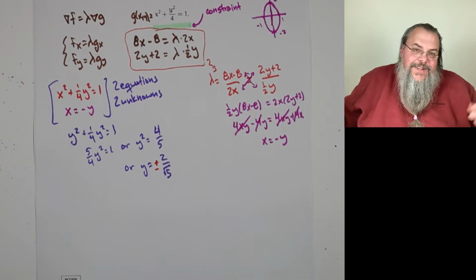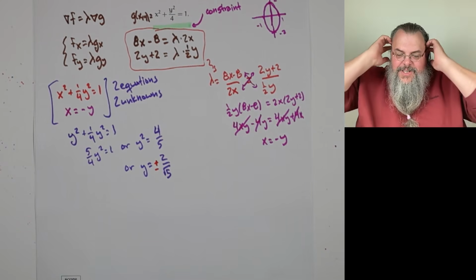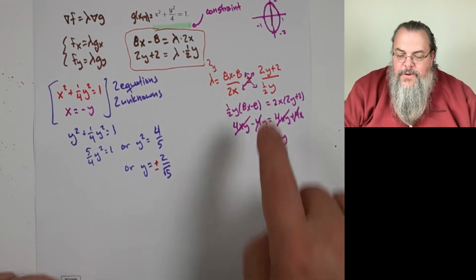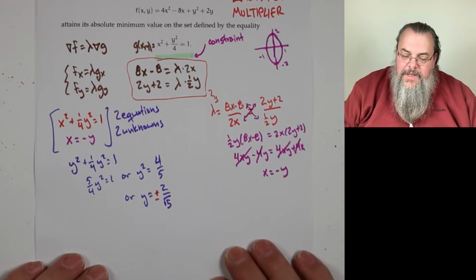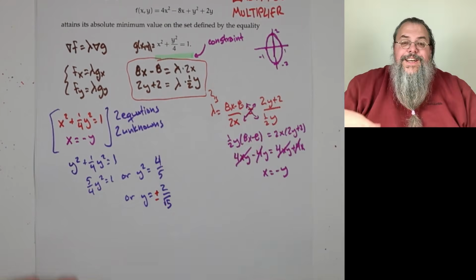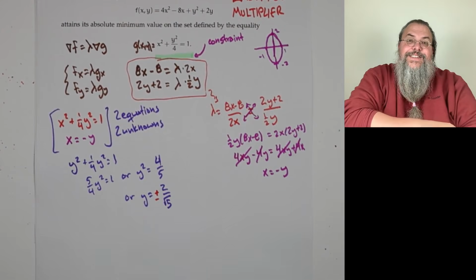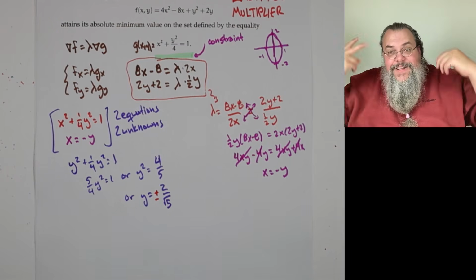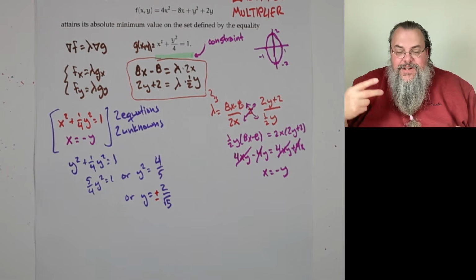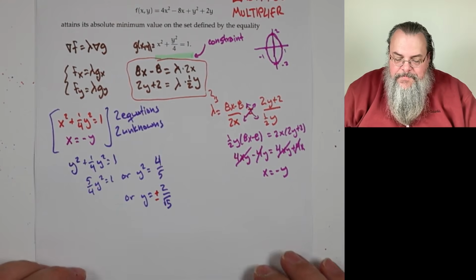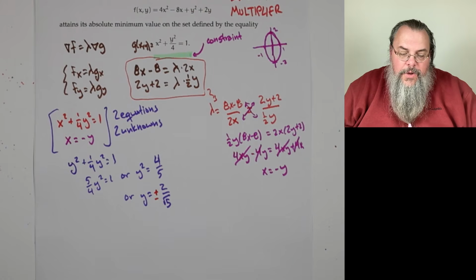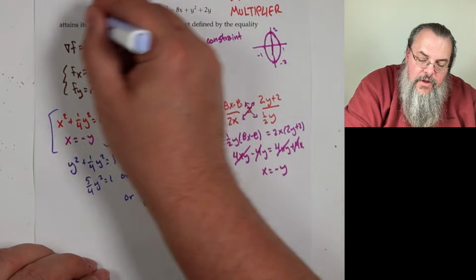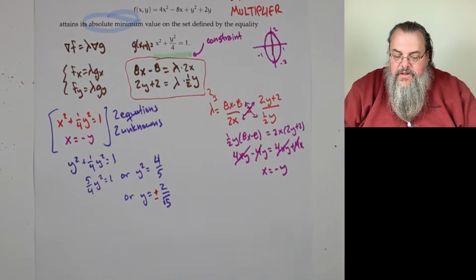It must be the answer. No. That's not how it works. You should expect 2 points, right? Because if you step back for a second, this region is closed and bounded. So it has an absolute max and an absolute min. And so we definitely have to come up with at least 2 points because there has to be an absolute max and an absolute min. Now the good news is we only need the absolute min. And so we're close. Now we're not there yet.